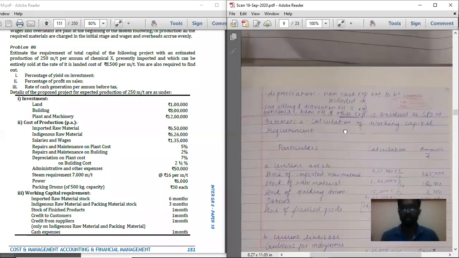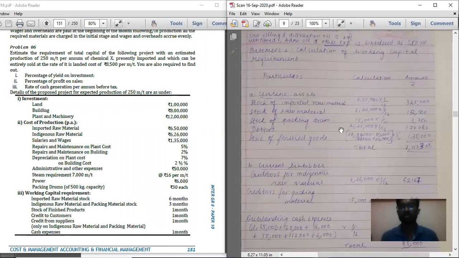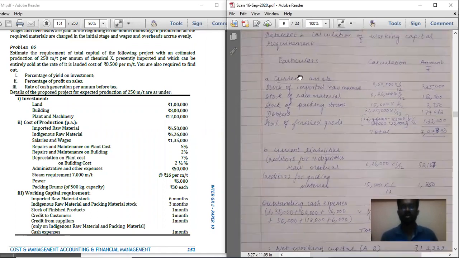So now statement number 2. Below that, statement number 2, calculation of working capital requirement. Below that, 3-column table: first column particulars, second column calculation, and third column amount. Particulars, calculation and amount. So what is the format?